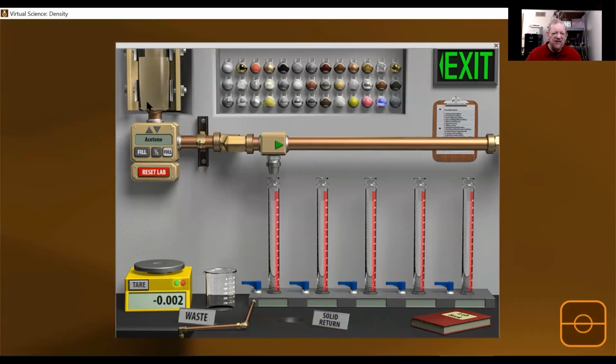Over here is your liquids. And make sure this is full. You can do half, but do full. And the arrow up and down allows you to pick different materials, liquids. Now, let's do water.